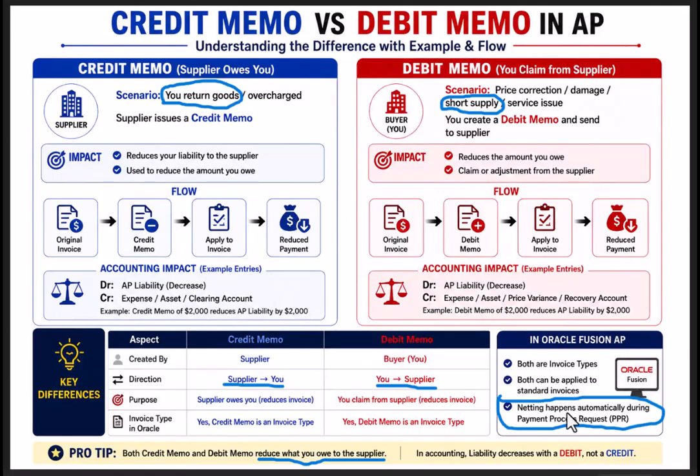Netting happens automatically during payment process request. So during payment process request, it picks all the standard invoices and the debit memos and credit memos to the supplier. The credit memo and debit memo will reduce the amount that needs to be paid to the supplier.